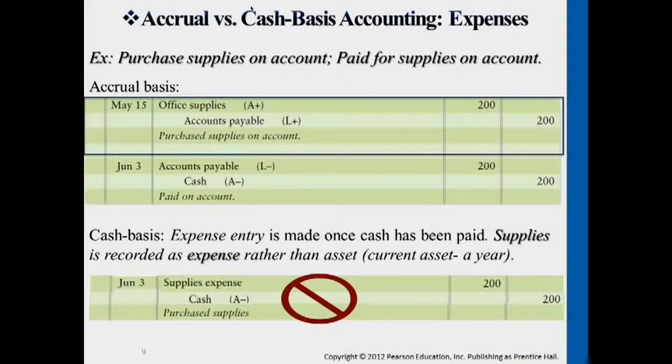Besides the time lag issue, besides recording just one transaction when cash is actually paid out, another difference is that for this asset, in Chapter 4 we'll be going over the different types of assets, what is considered long-term, what is considered short-term. So for all the short-term assets under cash basis accounting, when we purchase it, it's directly considered a type of expense and not a type of asset. So this is another minor difference here.